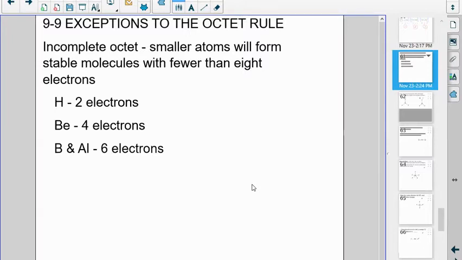First up, we have incomplete octet. And these tend to be the smaller atoms that can't hold 8 electrons around such a small nucleus, such a small nuclear charge. We've already seen one with hydrogen. It only wants 2 electrons.